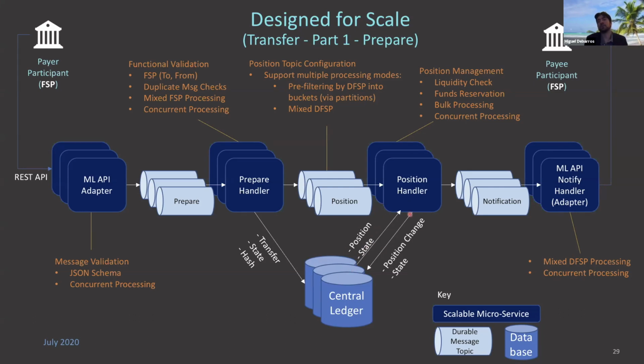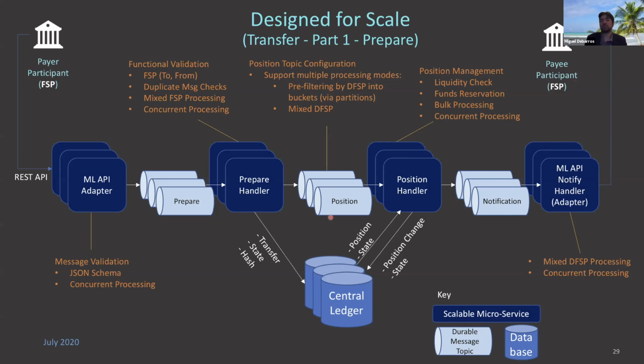The position handler would then be able to read the position and the state, etc., from the central ledger, as well as do the updates for the position changes in the states of the transfer as a result of that. And of course, the position handler would also do the liquidity check, the funds reservations, as well as bulk processing, etc. And of course, we have the ML API adapter over here, which would receive it through a notification to be able to send out the request back to the payee participant.